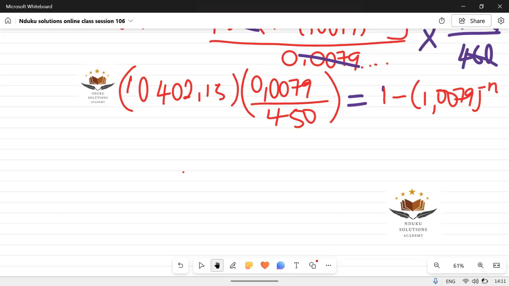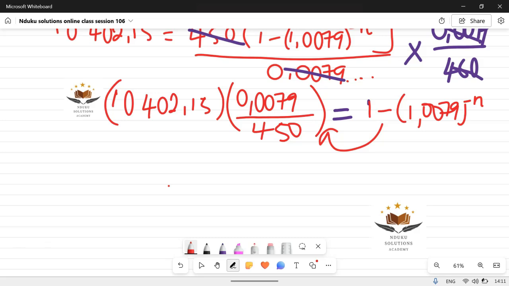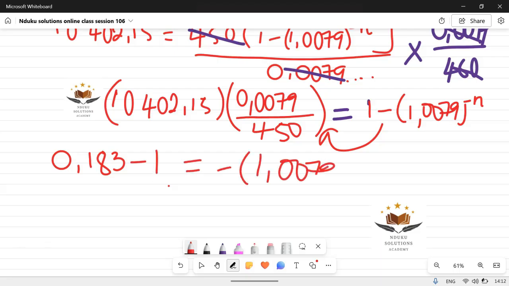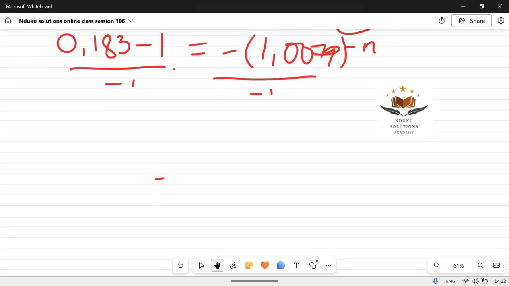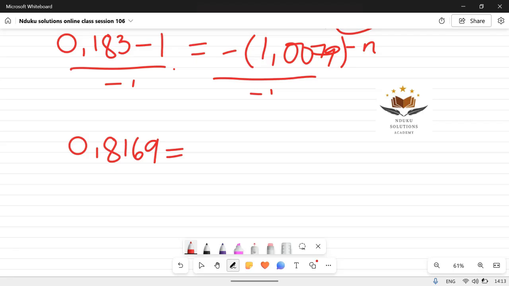Then we continue to simplify. We're going to transpose the 1 to the other side, and it will give us a -1. Then we have negatives on both sides, so this will give us 0.183 minus 1. On the left hand side we'll be left with a negative. We don't want our base to be negative, so we divide both sides by -1, so that our base can be positive. And then we use logs, the same ones we used in inverses. Then we use those logs to get the final answer.